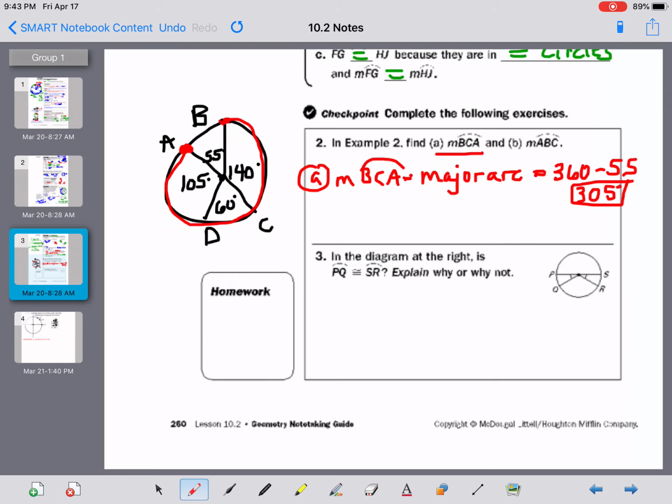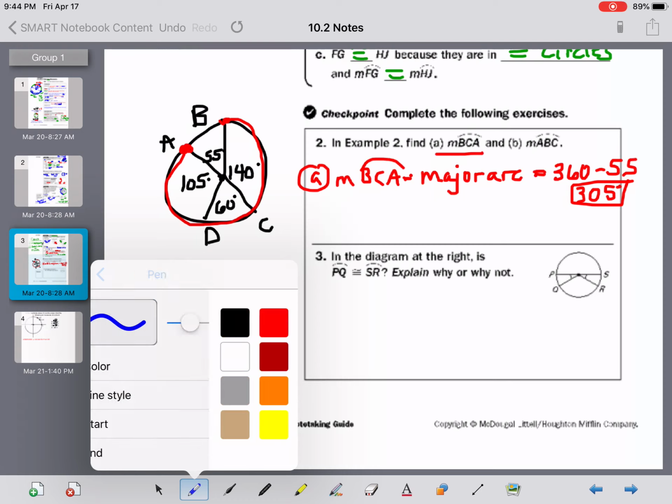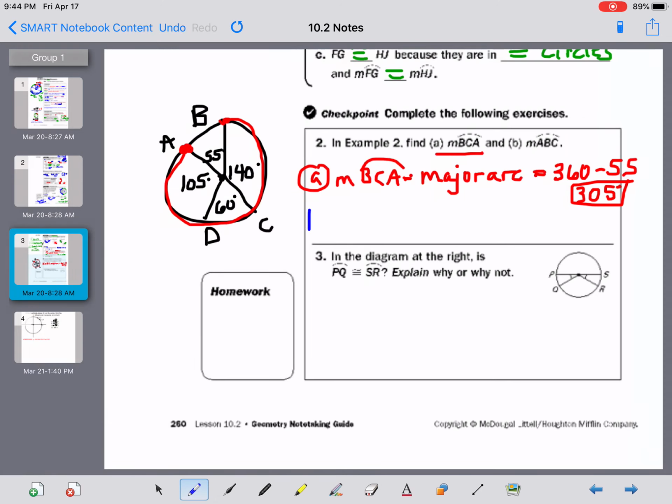All right, same circle, different arc this time for B. I'm looking for the arc of ABC. Once again, same 3 letters, but because they come in a different order, it's going to be a different arc. I'm going to start at A, go to B, and then to C. This one looks like kind of close to half the circle.